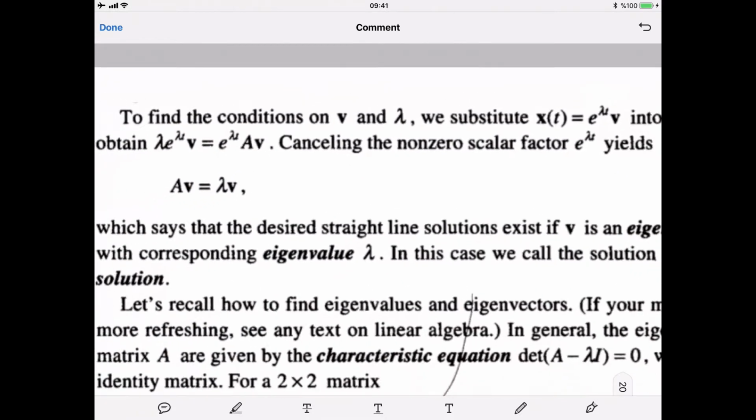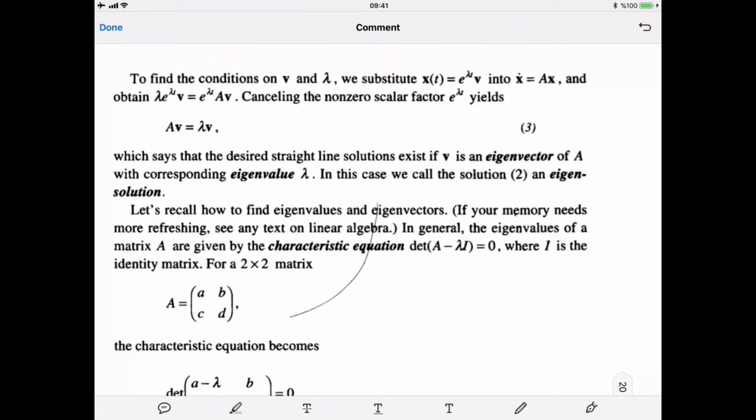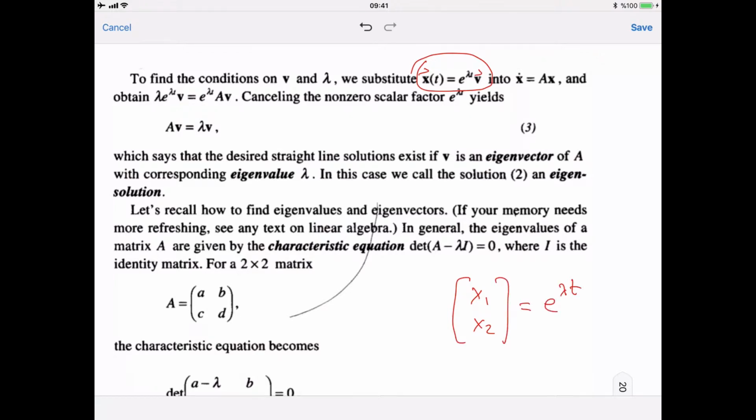So to find the condition, I skipped some parts, but basically you propose that you can have a solution in this form. As you can see, it's bold, so it means it's a vector. So we are talking about a possible solution in the form of e to the lambda t times v1, v2. Now remember, we started The Art of Computing by defining the exponential and how important it is.